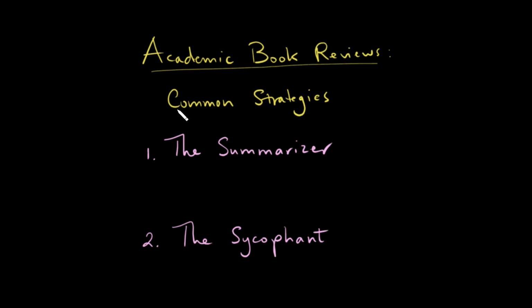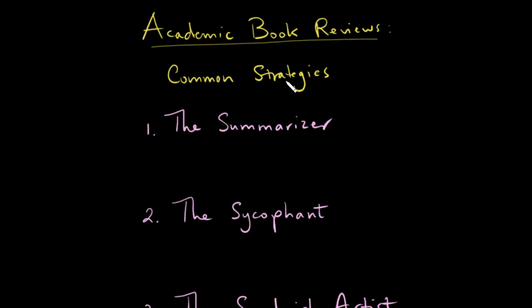My point in this video is going to be that there are five common types of reviewers out there. And I think after this video, if you watch it all the way through, you're going to start seeing these five types more and more as you read book reviews. So we'll go through these fairly quickly. The first type is what I'd like to call the summarizer.